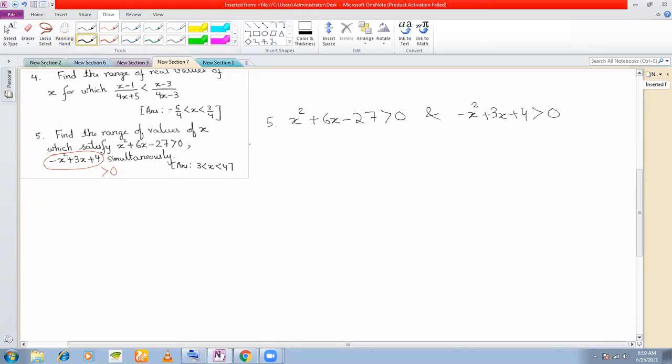How will you do? First of all, what you do here is you factorize both the expressions. So if you want to factorize, we'll see x square plus 9x minus 3x minus 27 greater than 0, and you have minus x square plus 4x minus x plus 4 is greater than 0.